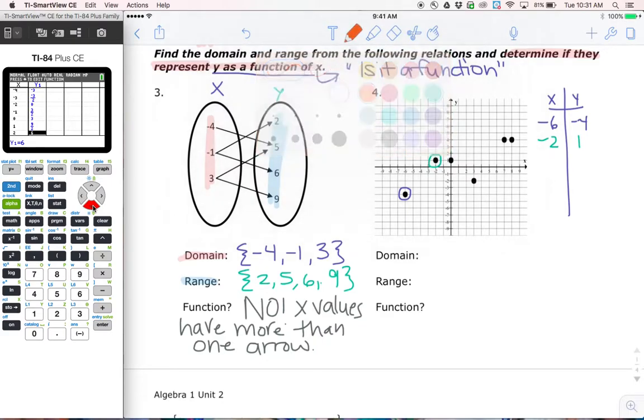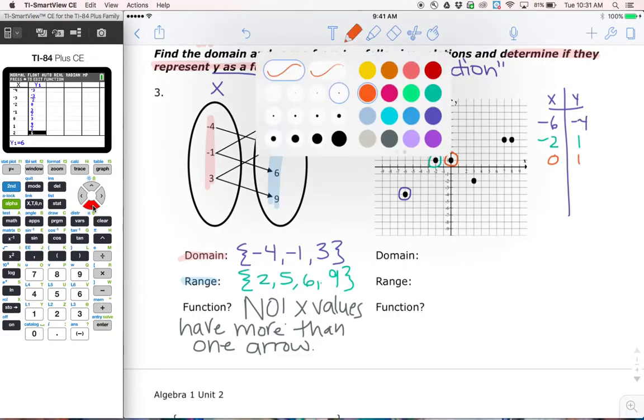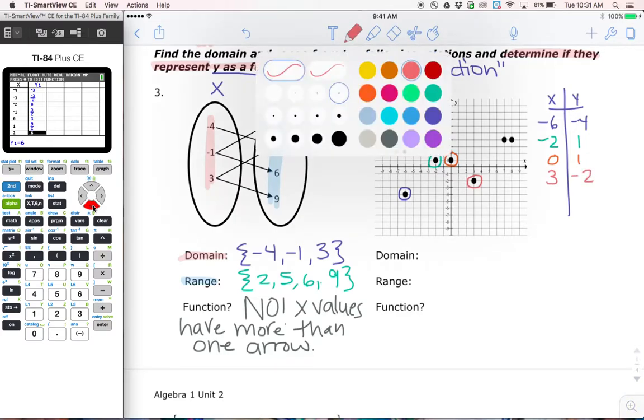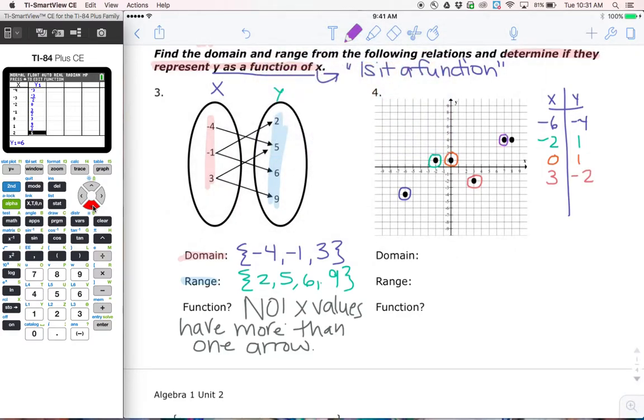Okay, the next point is on the axis, so I didn't go left or right, so my x is 0, but I went up 1. All right, my next point is down here. I went right 3 and down 2, so a -2. Then I've got this point, which means I went right 7 and up 4, so they're both positive. And my last one went right 8 and up 4.